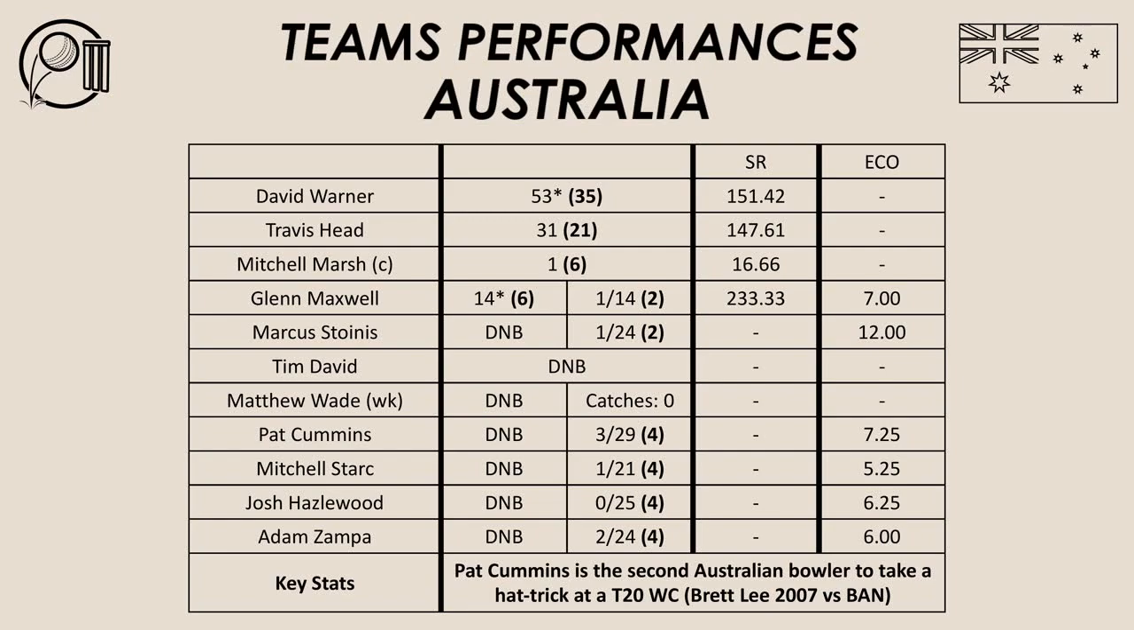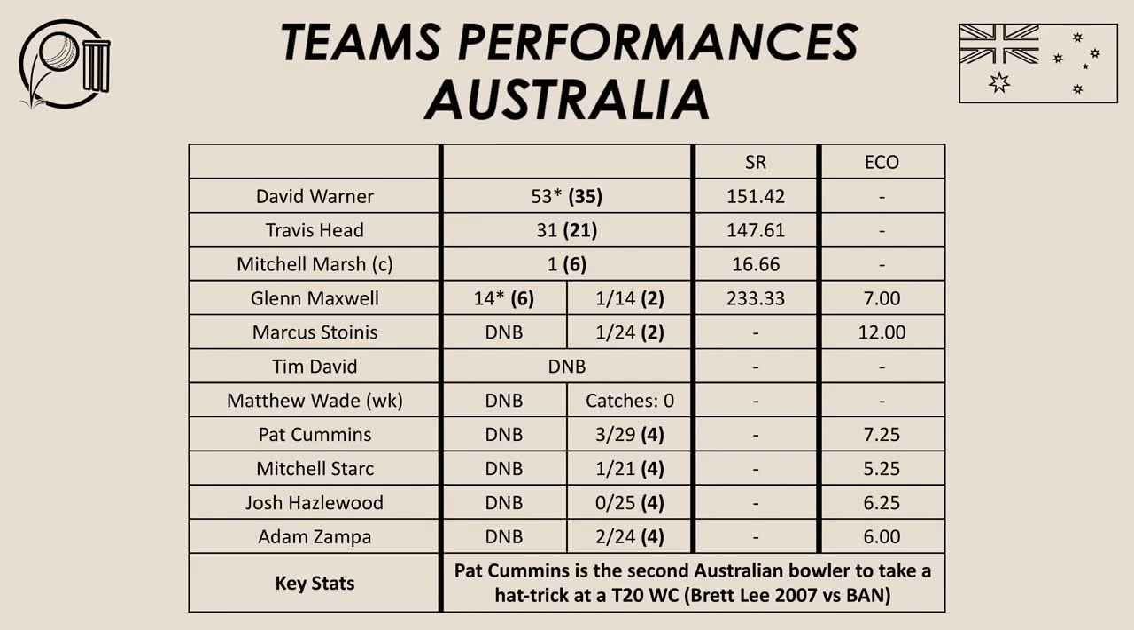The highlight of the bowling performance was Pat Cummins, of course. 3 for 29 from his 4 overs, going at 7.25 runs to the over. Pat Cummins was the highlight, really, because of his hat-trick. Obviously, his first T20 international hat-trick, and he's also the second Australian bowler to take a hat-trick in a T20 World Cup for Australia. The first one to do that was Brett Lee, in 2007. You'd never guess, against Bangladesh. So it must be something with Australian bowlers in T20 World Cups getting hat-tricks. Brett Lee in 2007 against Bangladesh, and now Pat Cummins. Quite a coincidence there.